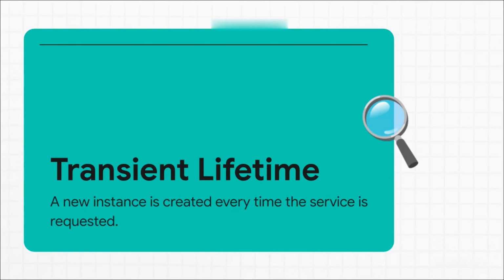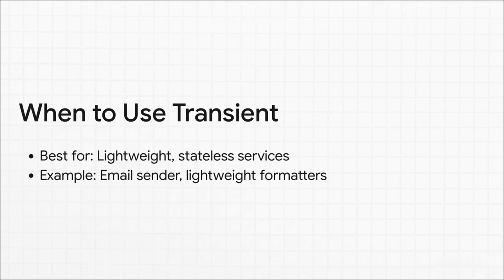First up, we've got Transient. Just think of this one as the always fresh option. Every single time any part of your application asks for this service, the DI container says, "Yup, here you go," and creates a brand new one from scratch. So when would you want this? It's perfect for those small, lightweight services that don't need to remember anything between calls. A service that sends an email or formats a string. It doesn't need to hold on to any information, so creating a new one each time is cheap and clean.